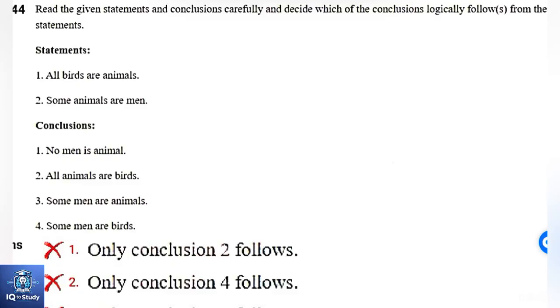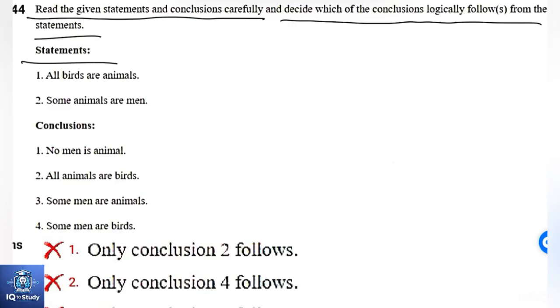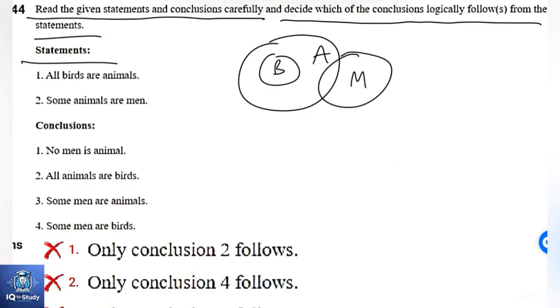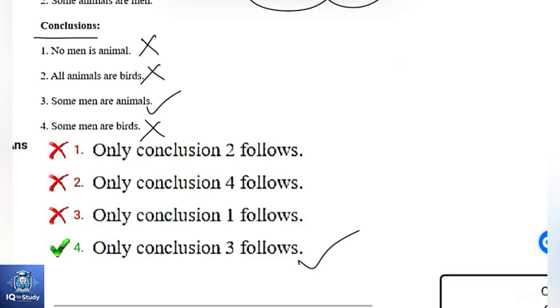Read the given statements and conclusions carefully and decide which of the conclusions legally follow from the statements. Given statements are, all birds are animals, some animals are men. Given conclusions are, no man is animal. It is wrong. All animals are birds. It is also wrong. Some men are animals. It is true. Some men are birds. It is false. So, only conclusion 3 follows.